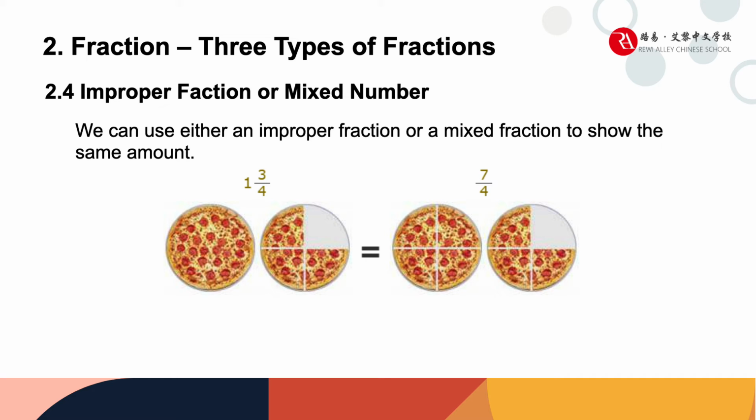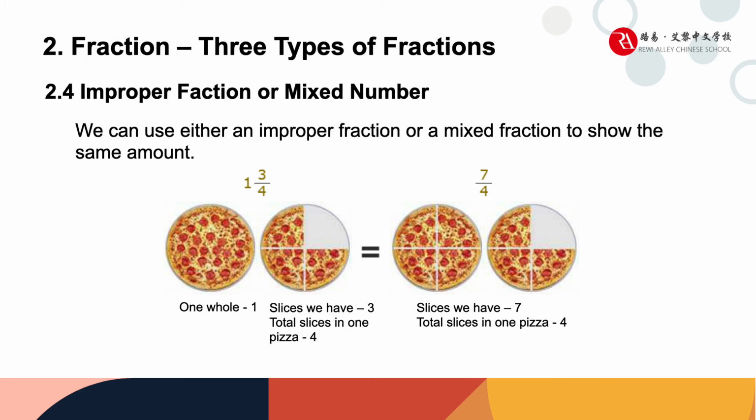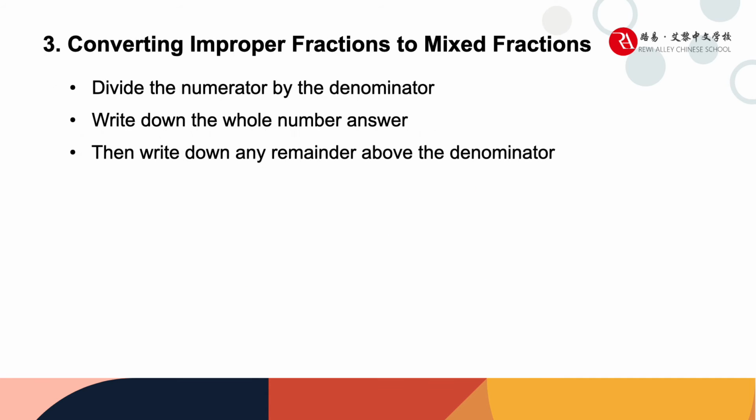We can use either an improper fraction or a mixed fraction to show the same amount. From the picture here, we can find the mixed fraction 1 and 3 over 4 equals the improper fraction 7 over 4. In this case, the improper fractions and the mixed fractions can be converted between each other. We have understood three types of fractions. Now, let's come to the converting between improper fractions and mixed fractions.